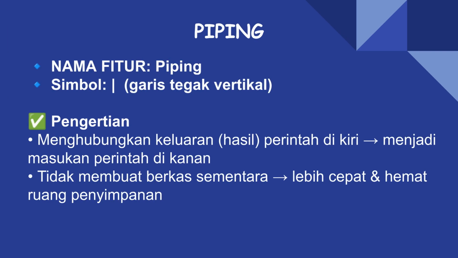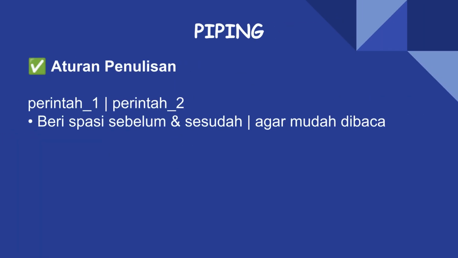Next, let's look at piping, represented by the vertical bar symbol. Piping connects the output of a command on the left to the input of a command on the right, which is both fast and efficient. When writing pipes, use the syntax command_1 | command_2. It is recommended to include a space before and after the pipe symbol to make your code easier to read.